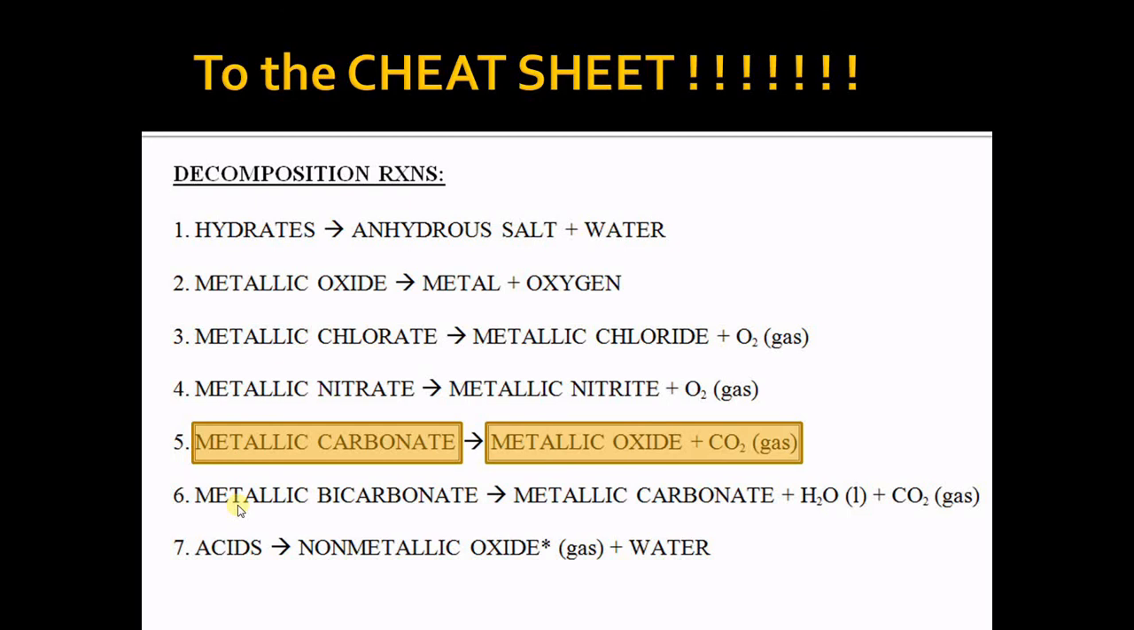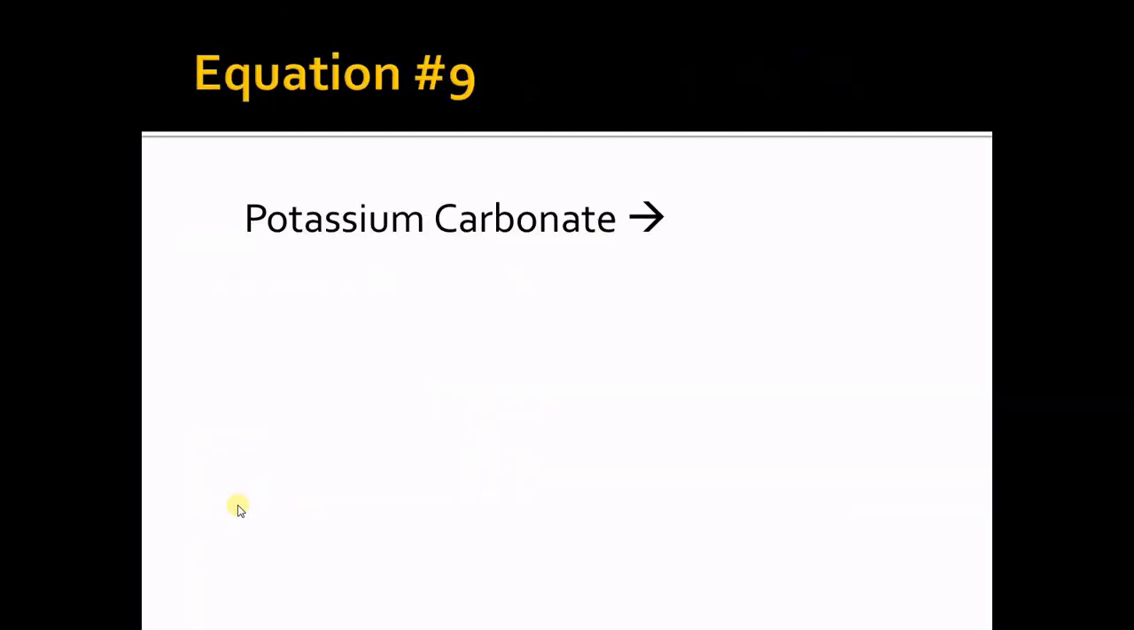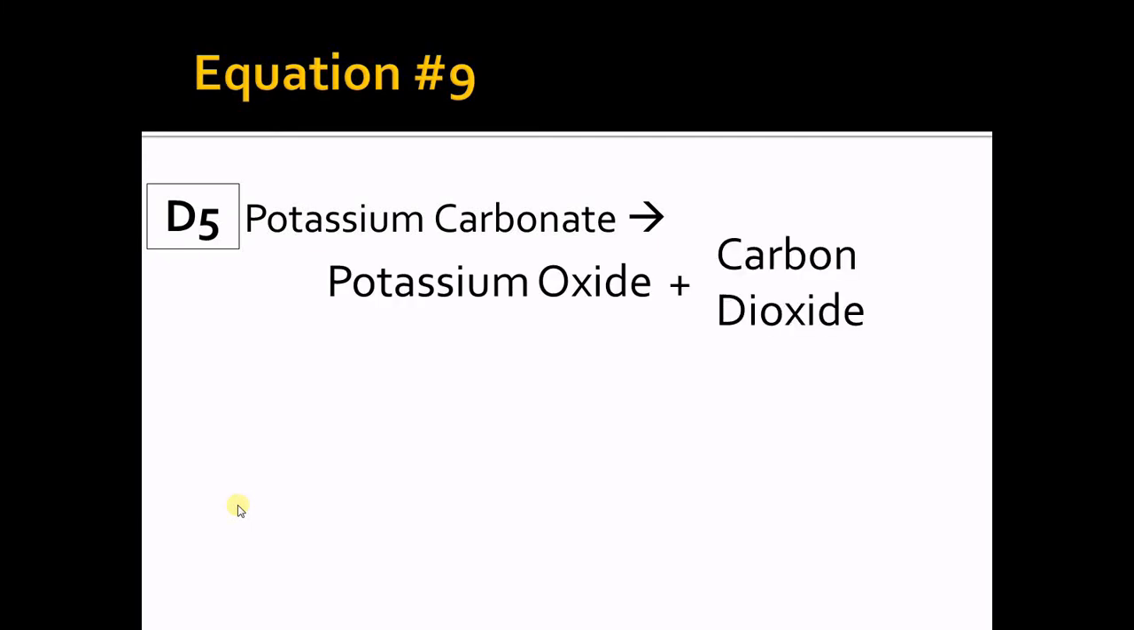So let's fill in what we need to on our note sheet. First things first, reaction type and category. We have D5. And then write your product, or I guess your products, since it's a decomp reaction here. So we have potassium oxide plus carbon dioxide. Straight from the cheat sheet, nothing to think about, just substitute your actual metal into where it says metal or metallic on your cheat sheet. That's all you gotta do.